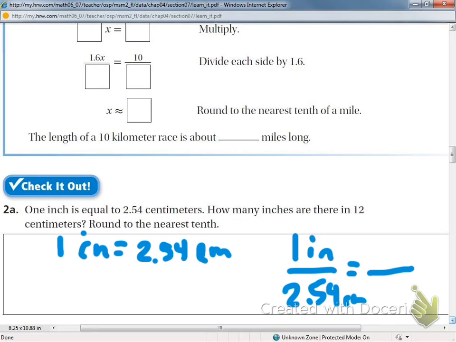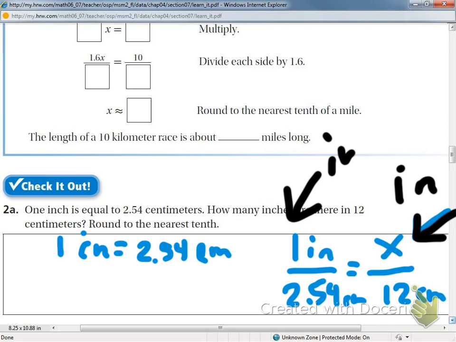When we're writing a proportion, we have to keep the top the same. So they want to know how many inches, that's x, to how many centimeters, 12. So that's how we're going to write our proportion. The numerator always has to be the same. So if I put inches here, inches has to be here. And denominator, if I put centimeters here, this has to be centimeters. So that checks. I have inches to inches, centimeters to centimeters.